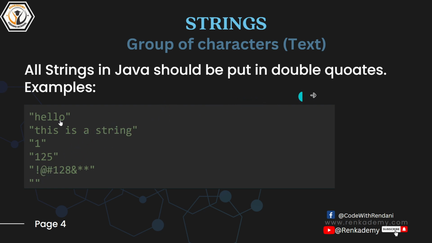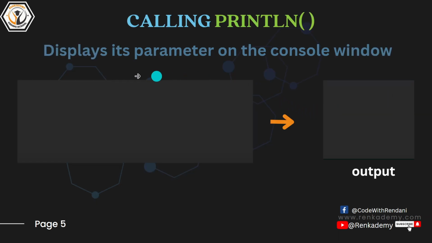Now, let's talk about the println method. We will see how we can call the println method or how we can use it. So first of all, what does this method do? This method displays its parameter on the console. So whatever you put between parentheses will be printed on the console window. What is the console window? As you will see later on, it is a small window where we can see the output of our program.